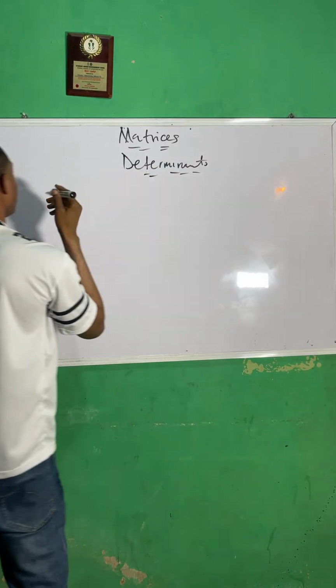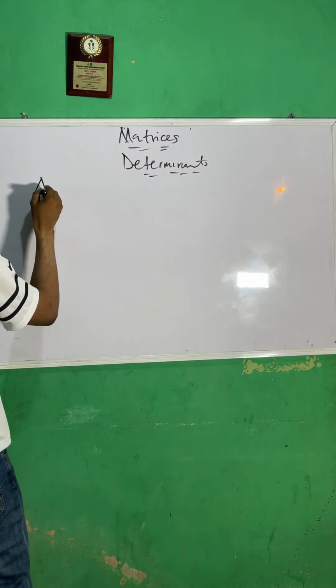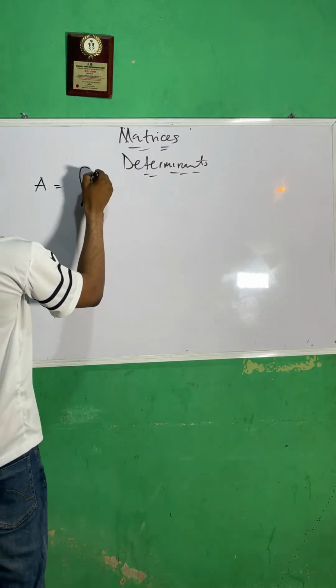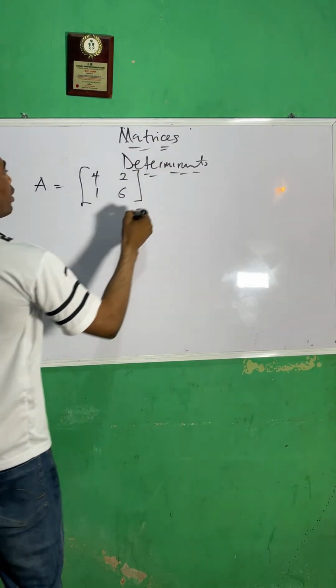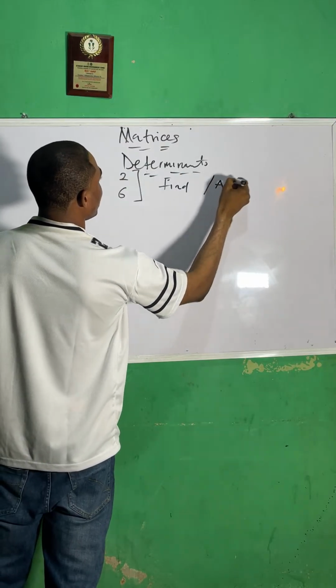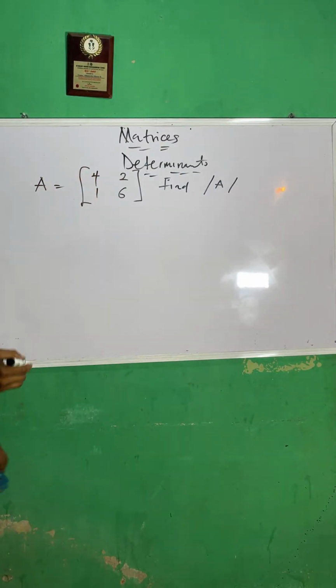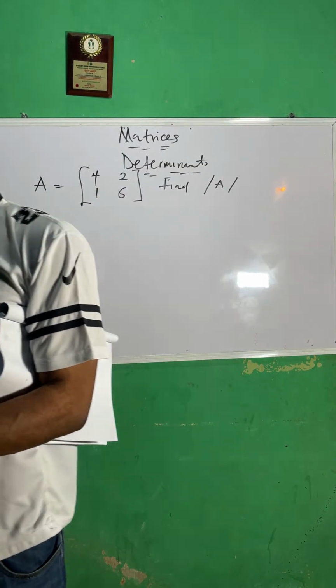So under determinants, I would like to start with, let's assume we have a matrix 4, 2, 1, 6. And we are asked to find the determinant of the matrix. So the sign of the determinant of the matrix is like this.